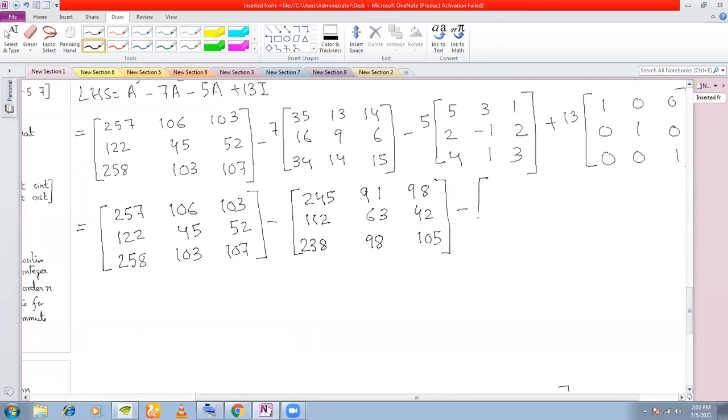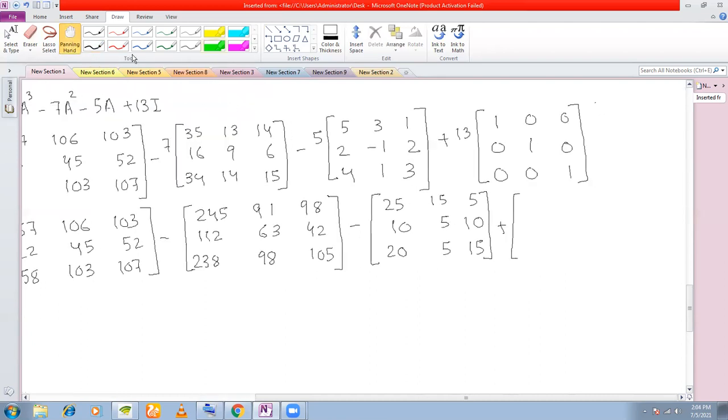Minus, now we multiply the scalar 5 with the matrix: 25, 15, 5, 10, 5, 10, 20, 5, 15. And we multiply the scalar 13 with the identity matrix to get 13, 0, 13, 0, 13, 0, 0, 0, 13.